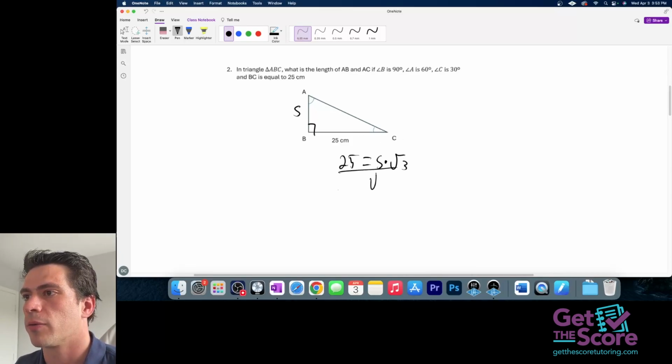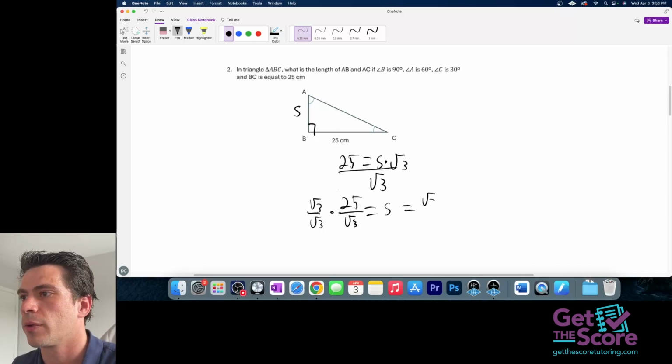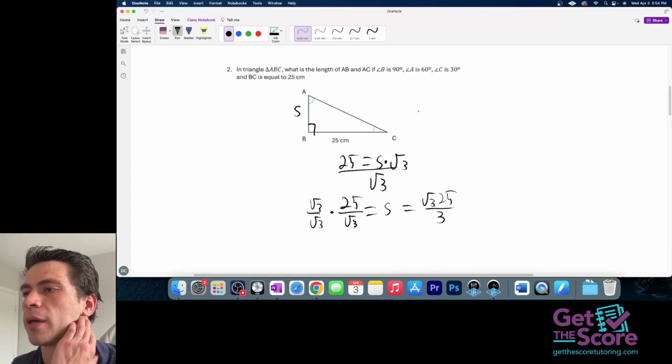Now I'm going to divide this by root 3. You're going to have to do some simplifying here. Just going to multiply both these sides by root 3, the top and the bottom. Then that's going to come out to root 3, 25 over 3 is your short side. And then if I wanted my AC, I would just take that and I would multiply it by 2.